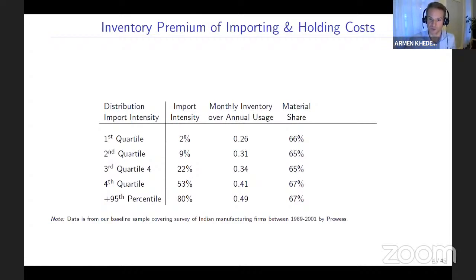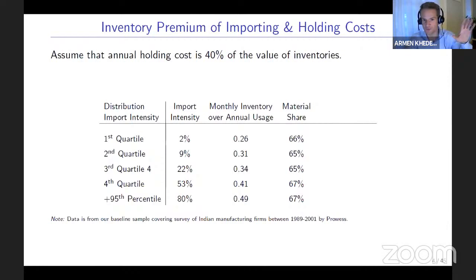Inventory holdings tend to be much larger. Okay, so now how important is that for the total cost of a firm? Let's just assume for simplicity that the annual fraction of holding costs is around 40% of the value of inventories. This is in the ballpark of what people estimate.